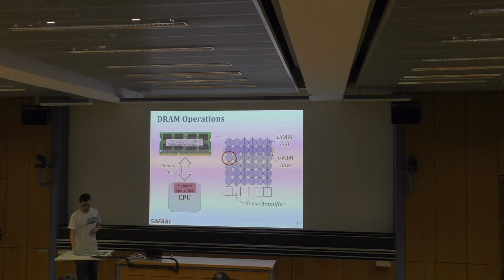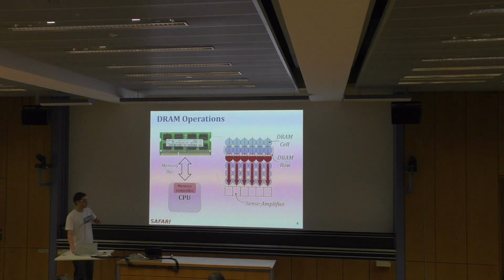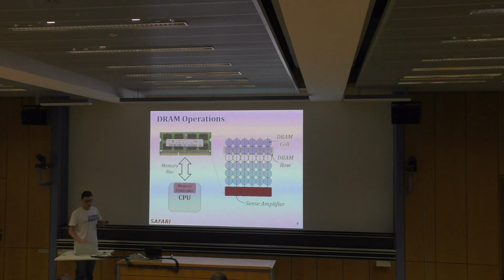Let me describe how DRAM operates with an example. Here we will try to read data out from this cell. First, the memory controller or the CPU has to activate the row that the target cell belongs to. The activate command, when sent to the DRAM, causes this row to be enabled, and enabling that row transfers or shares the charge in the DRAM cells with the sense amplifiers. Note that this operation is destructive.